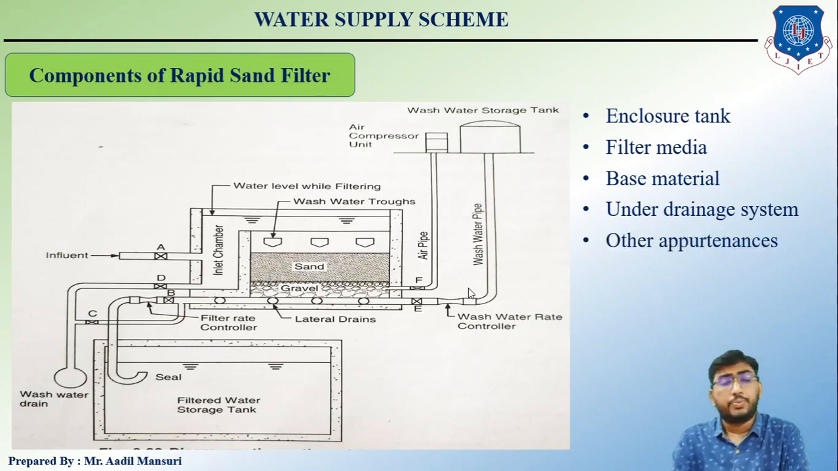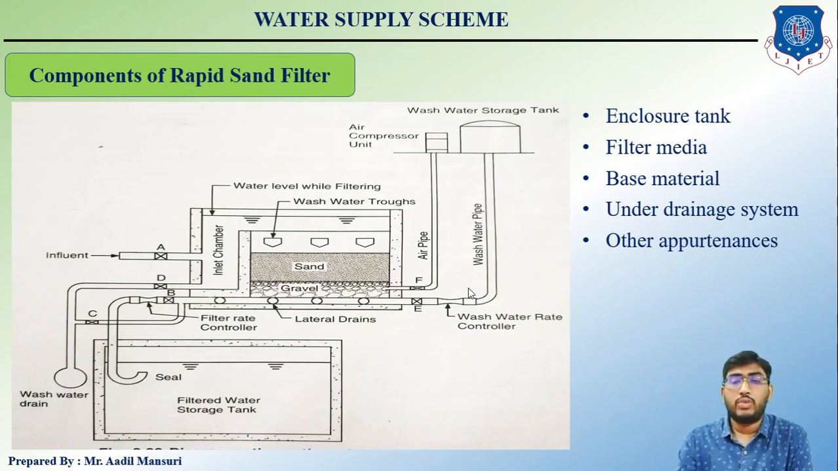The enclosure tank is made up of masonry or concrete, right? And its depth is usually 2.5 to 3.5 meter, and surface area is around 10 to 50 meters square, and length to width ratio is usually 1.25 to 1.35 to 1.